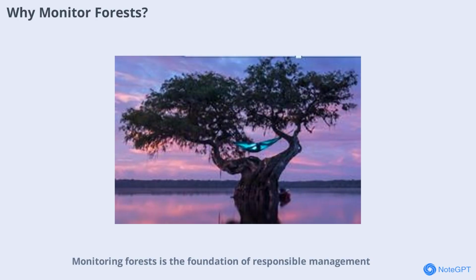Monitoring forests is the foundation of responsible management. By keeping a close eye on forest conditions, we can detect changes early, prevent potential problems, and ensure the long-term health of the ecosystem. Monitoring helps us track tree growth, identify disease outbreaks, and observe wildlife activity. It also allows us to measure the impact of human activities and natural events, such as storms or fires. With accurate data, we can make better decisions about harvesting, conservation, and restoration. Ultimately, monitoring is about maintaining balance, protecting resources while supporting sustainable use.